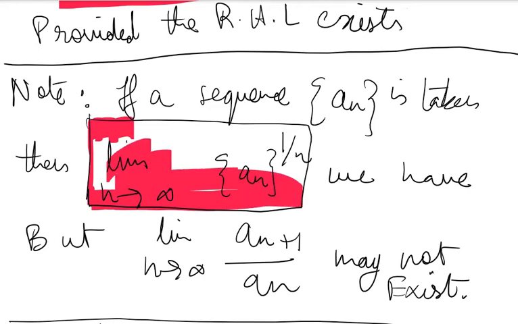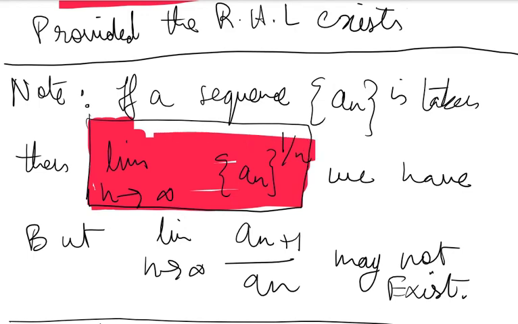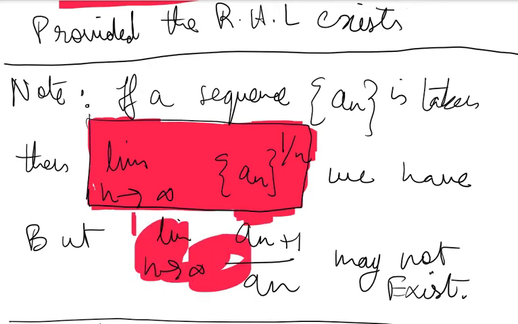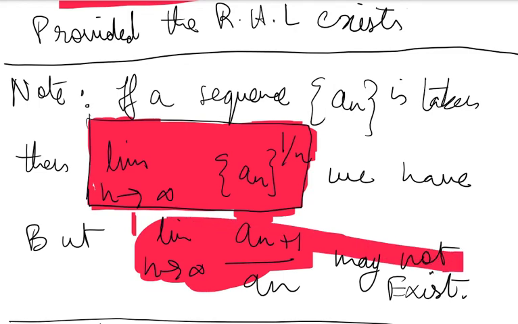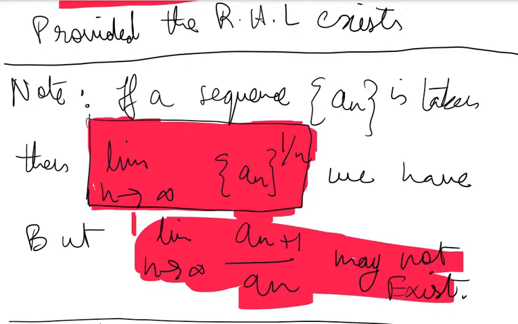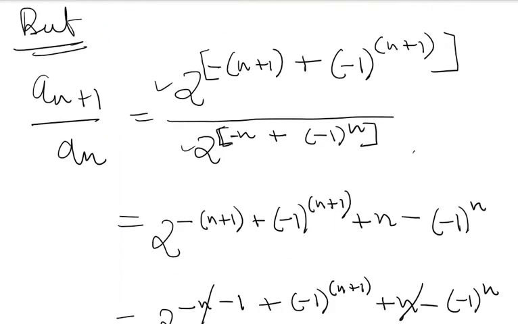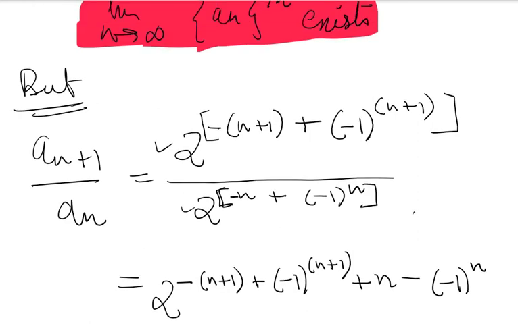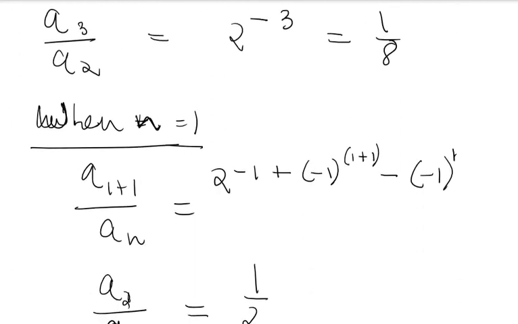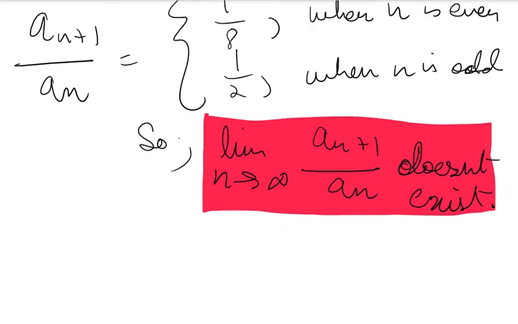So it doesn't matter if the left hand side exists, the right hand side may not exist. So this was the converse of the second theorem. So please check it out. If a sequence an is given and this is how it's taken, then we have this sequence, but this one may not exist. So this is the example of how something is existing and something is not existing.